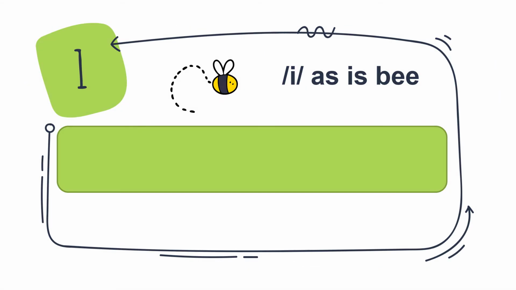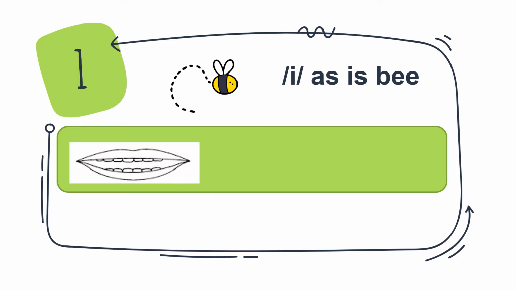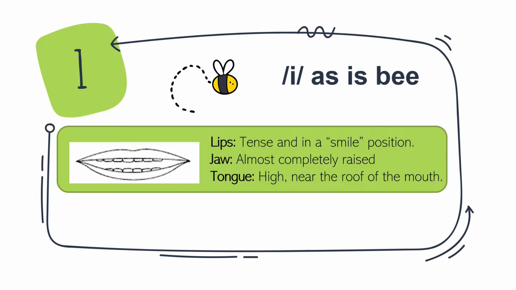So let's begin with the first vowel sound, E as in B. Okay, let me show you this picture for you to have an idea how you should have your lips placed, but also we need to consider the jaw position and tongue. So first of all, lips, they need to be tense and in a smile position. Keep that in mind, okay? In a smile position. Then the jaw almost completely raised.